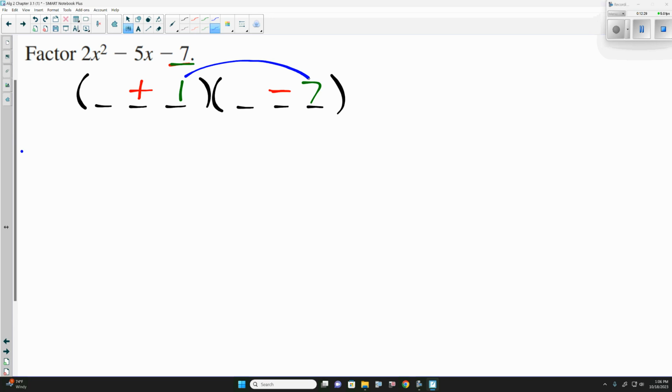And that's why that works there. That's also true when the third term's positive. They either both have to be positive or both negative. That's the only way we can get a positive third term.